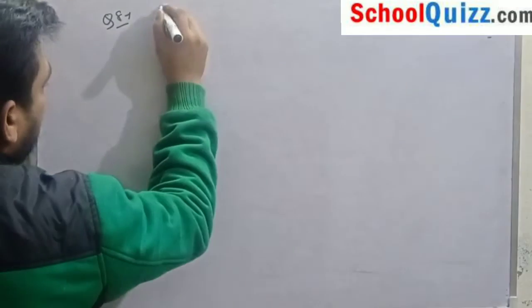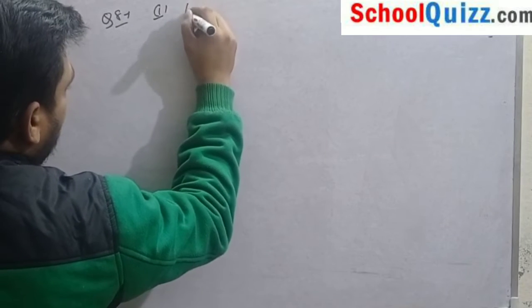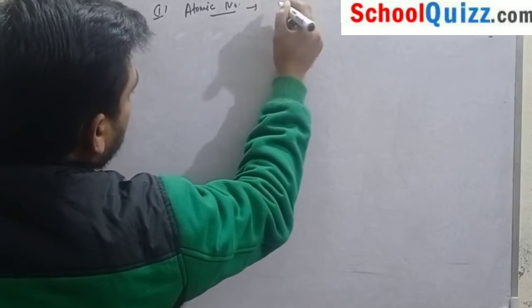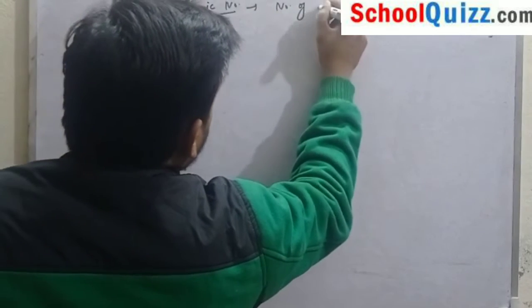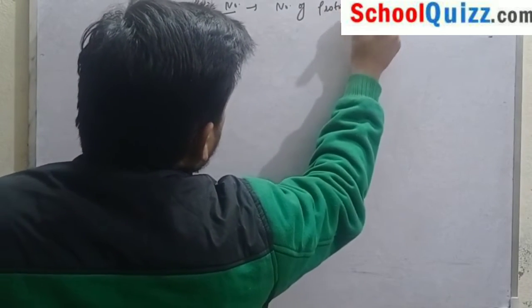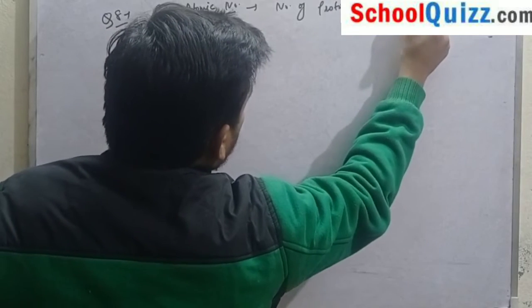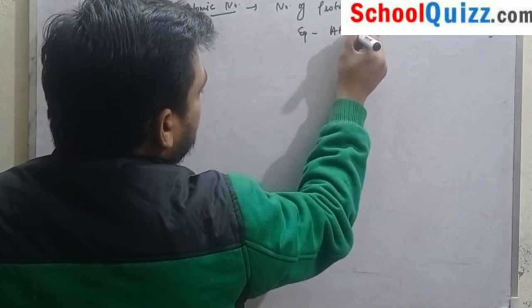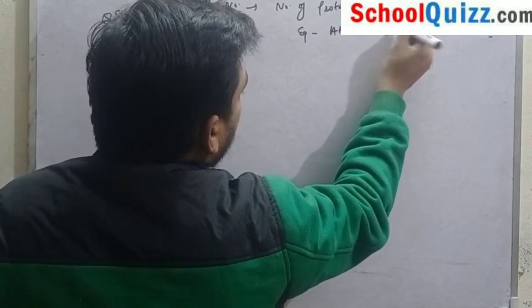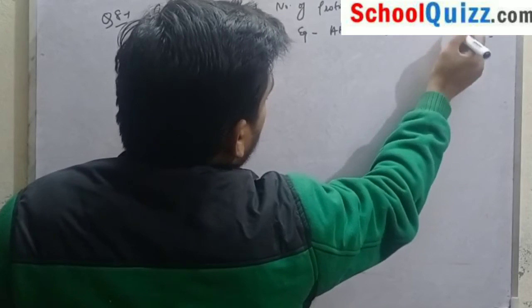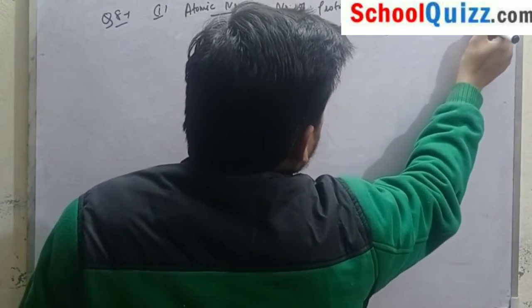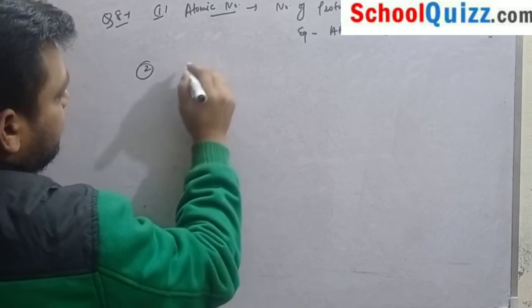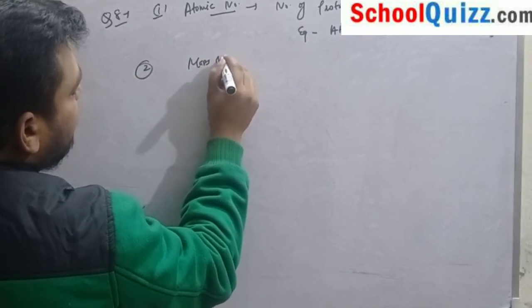So first of all, explain the term atomic number. What is atomic number? Number of protons in an atom. For example, atomic number of sodium is 11, potassium is 19. So it is the number of protons in an atom. Second one is our mass number.